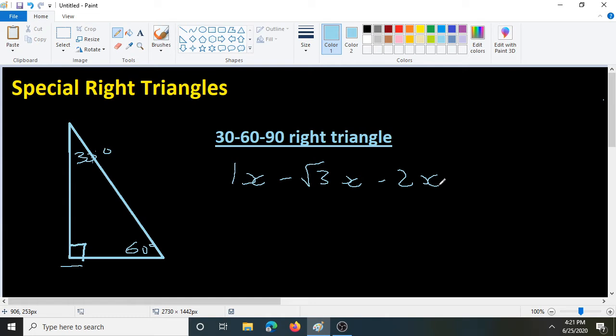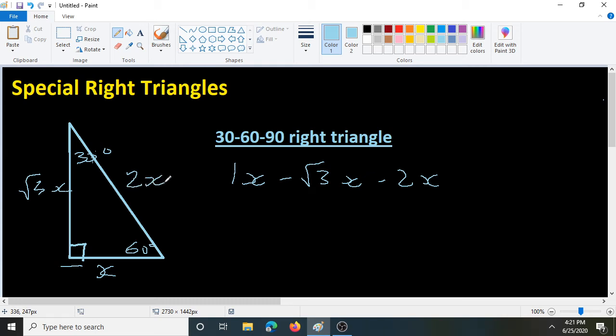In other words, in the diagram, the side opposite from the 30-degree angle, which is the shortest side, is equal to x. The side opposite from the 60-degree angle, which is the middle length side, is equal to root 3x. And the longest side, the hypotenuse, opposite from the 90-degree angle, is equal to 2x.